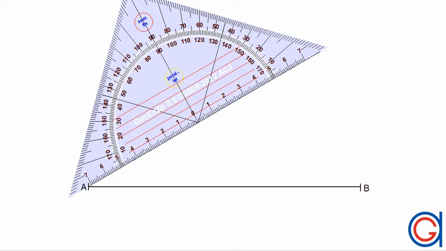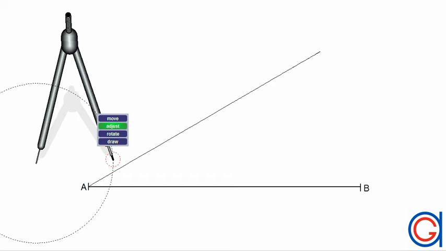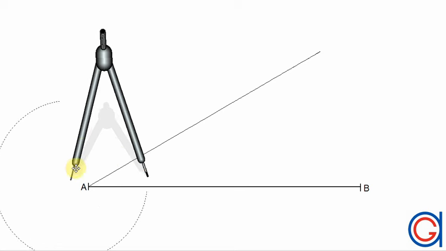The first step is to draw a line starting from point A of our line segment AB at any angle, as shown here in the video.